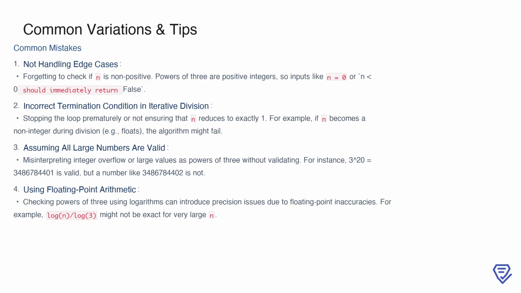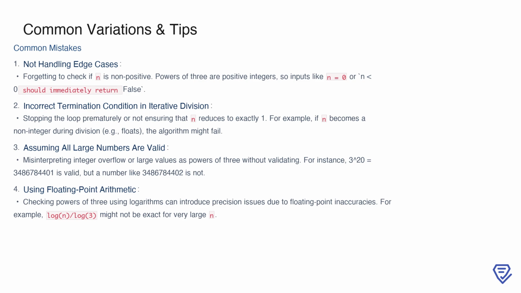First, it's crucial to handle edge cases properly. Remember, powers of 3 are always positive integers, so any input where n is 0 or negative should immediately return false. Next, be cautious with the termination condition in iterative division. The goal is to reduce n to exactly 1, and if the loop stops too early or allows n to become a non-integer during division, the algorithm will fail.